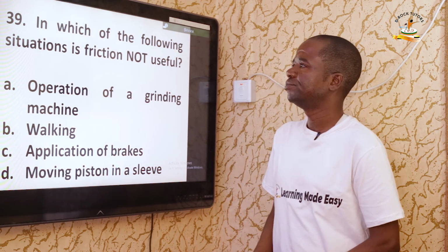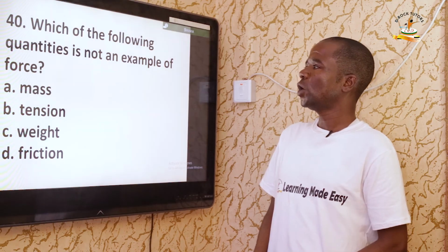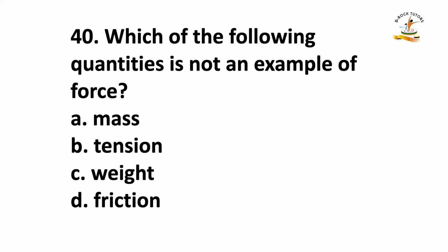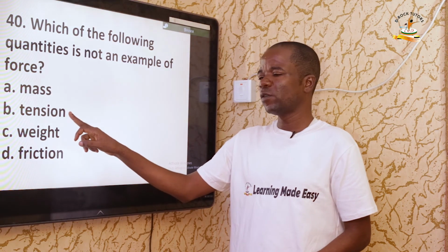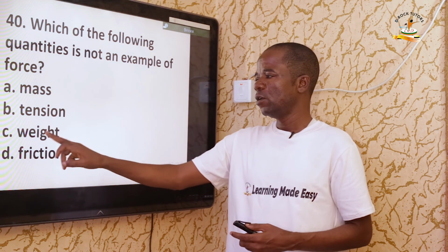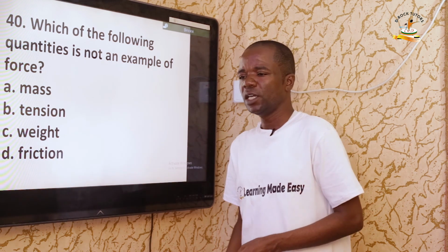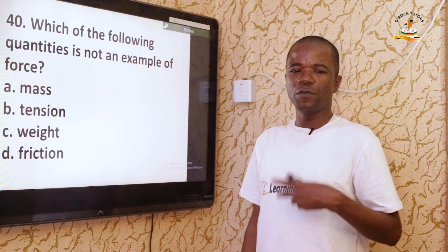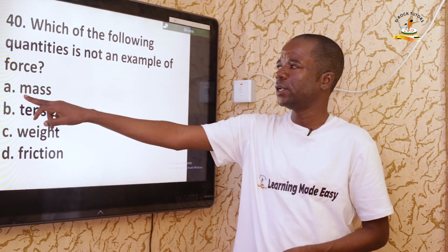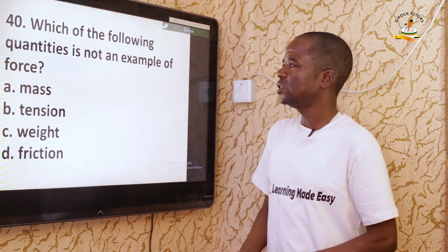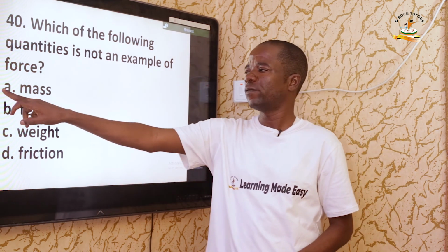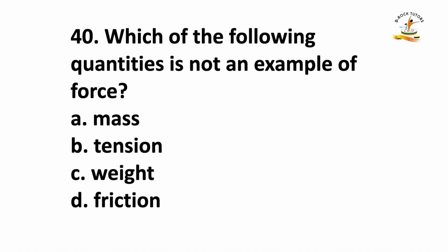Number 40 now. Which of the following quantities is not an example of a force? Tension is an example of a force, measured in Newton. Weight is an example of a force, also measured in Newton. Friction is an example of a force, even we refer to it as a frictional force. Mass, on the other hand, is not an example of a force. So for number 40, the correct answer is A.